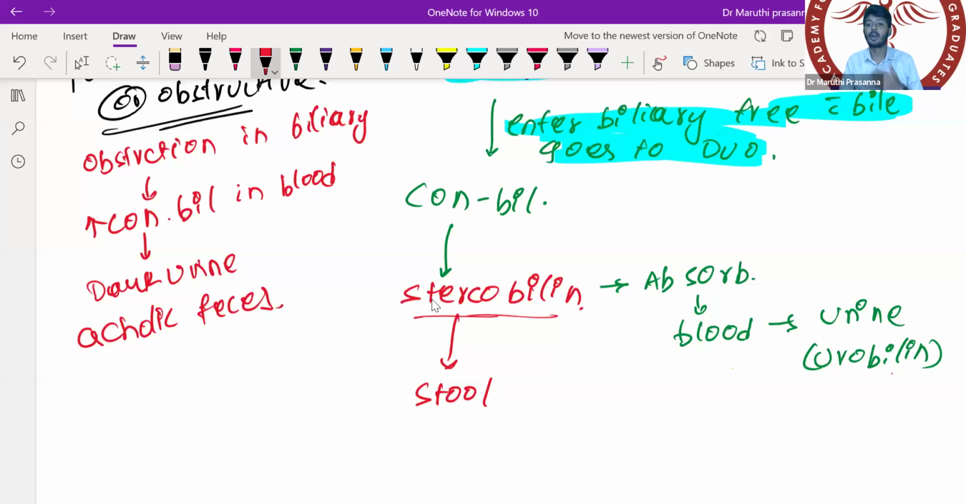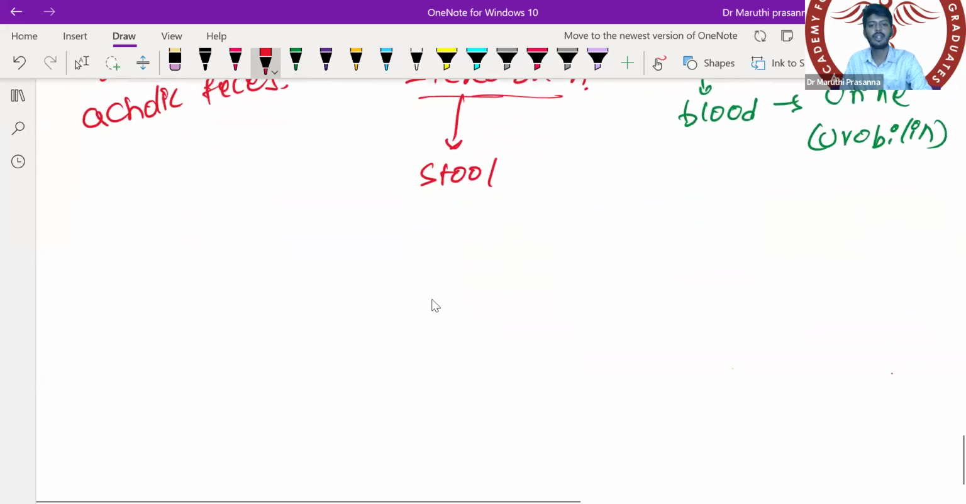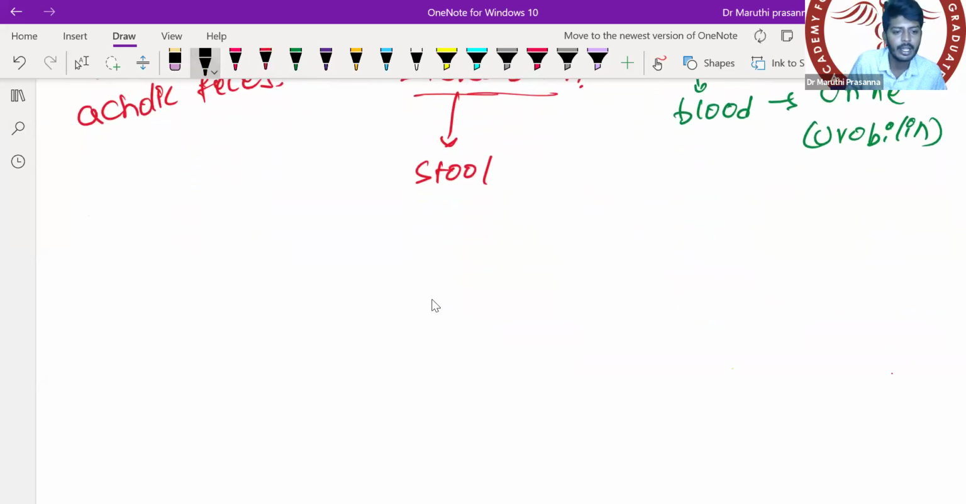Post-hepatic jaundice causes are cholangitis, cholelithiasis, and pancreatic head carcinoma. All right, so let's go to the next one. That is the last but not the least.